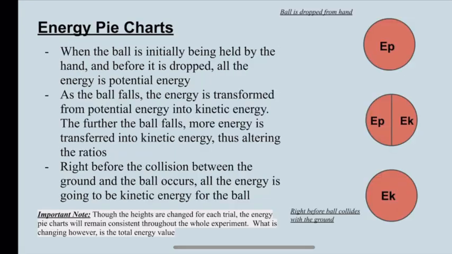In terms of the energy pie charts, when the ball is initially being held by the hand and before it is dropped, all the energy is going to be potential. As the ball falls, the energy is transformed from potential to kinetic. Therefore, right before the collision between the ground and the ball occurs, all the energy is going to be kinetic energy for the ball. The most important thing to note is that though the heights are changing for each trial, the energy pie charts will remain consistent throughout the whole experiment. The only thing that will be changing is the total energy value.